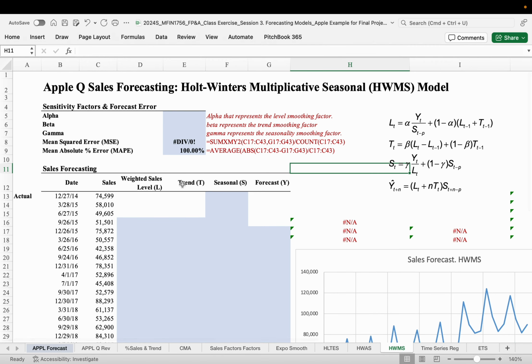Okay, welcome back to the forecast model. So the last one is the Holt-Winters multiplicative seasonal model.